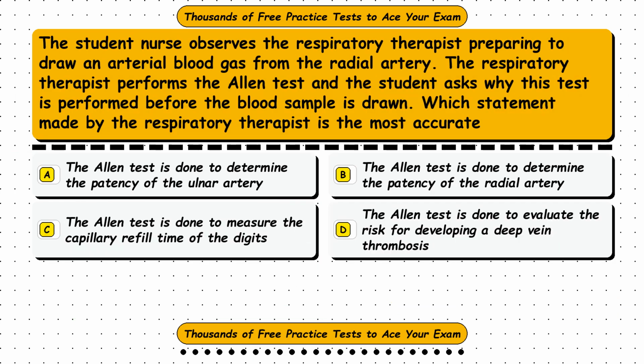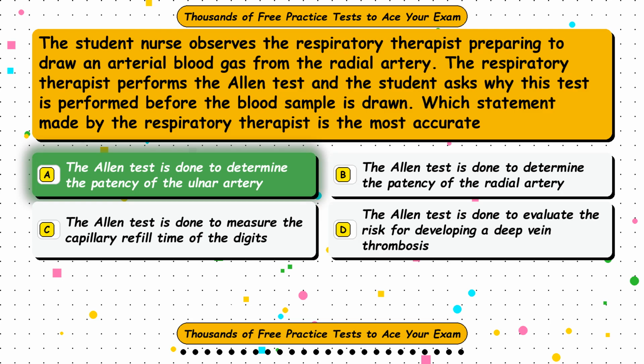Question 12. The student nurse observes the respiratory therapist preparing to draw an arterial blood gas from the radial artery. The respiratory therapist performs the Allen test and the student asks why this test is performed before the blood sample is drawn. Which statement made by the respiratory therapist is the most accurate? Option A. The Allen test is done to determine the patency of the ulnar artery. Option B. The Allen test is done to determine the patency of the radial artery. Option C. The Allen test is done to measure the capillary refill time of the digits. Option D. The Allen test is done to evaluate the risk for developing a deep vein thrombosis.